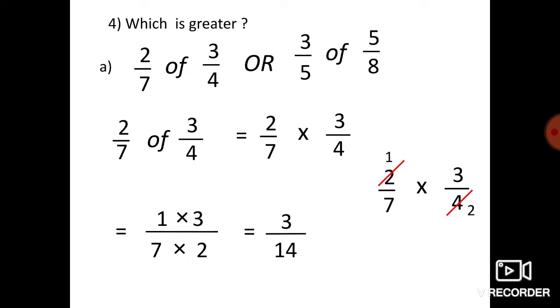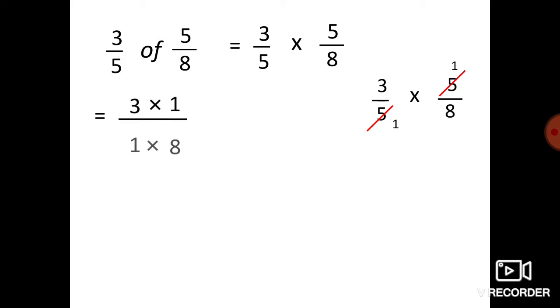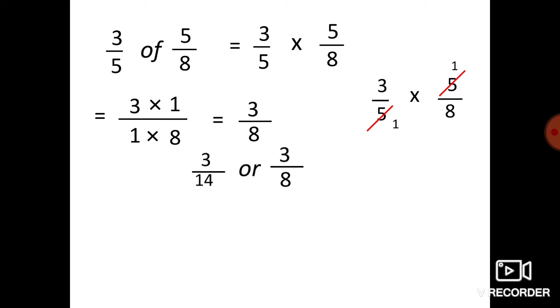Next we find 3 by 5 of 5 by 8. That is 3 by 5 into 5 by 8. Any common number? Yes, we can cut 5 and 5. In the working column, in 5, how many 5? 1. In 5, how many 5? 1. No other number. So we can write like this: 3 into 1 by 1 into 8. 3 into 1 is 3 by 8. So the first answer is 3 by 14, and the second answer is 3 by 8.